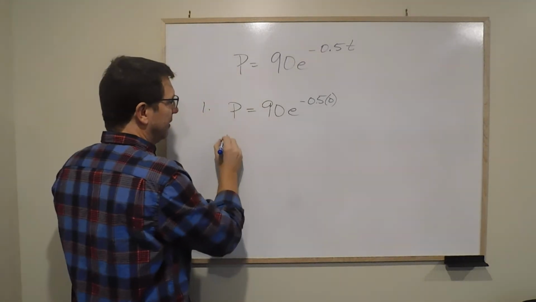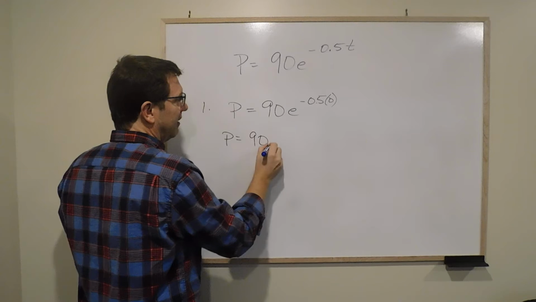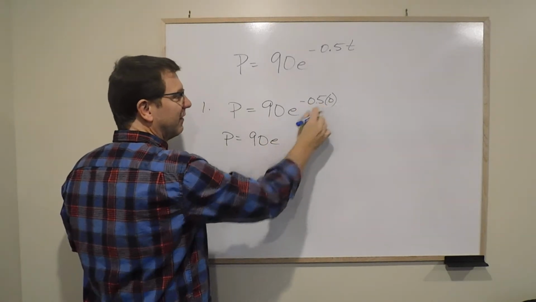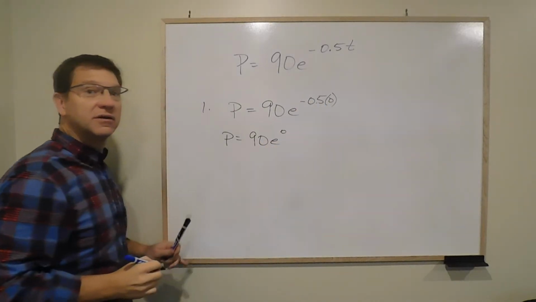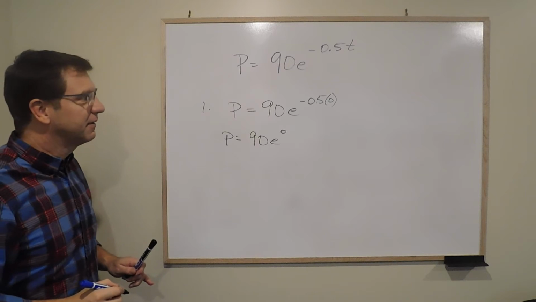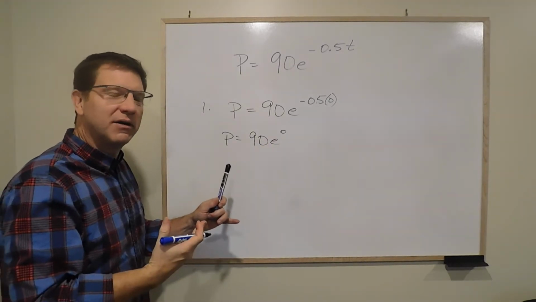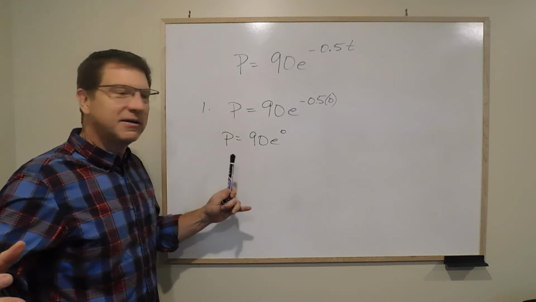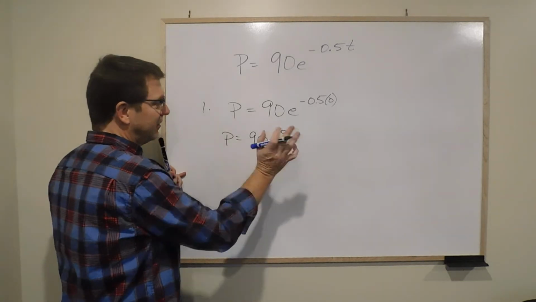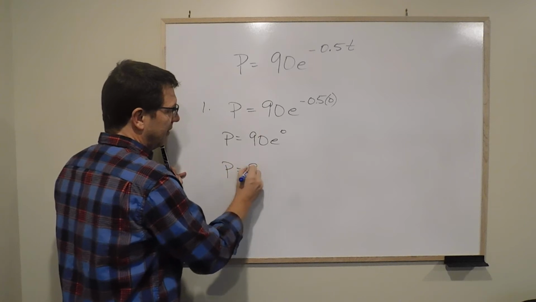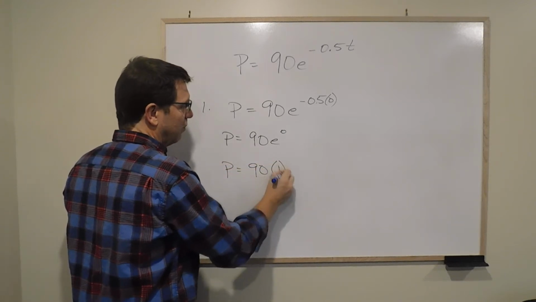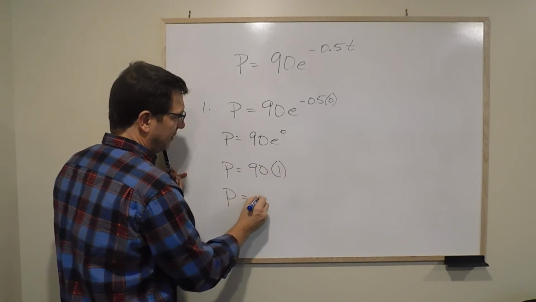So I can do this, 90 e. I know that negative 0.5 times 0 is 0, so I don't even need the calculator here. Now I know that e is that crazy constant 2.71 and it goes on and on. But anything to the 0 is 1. So that's 90 times 1 and P equals 90.